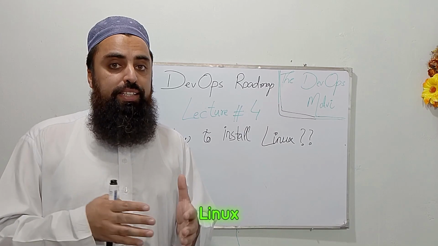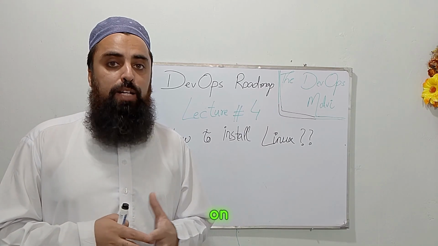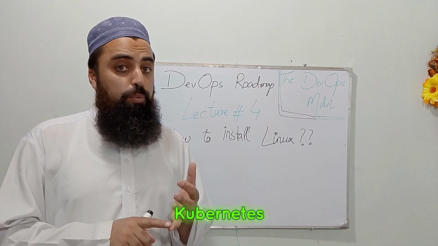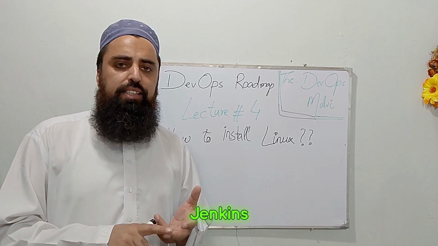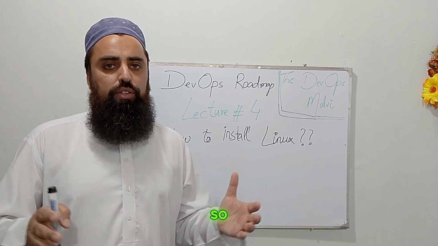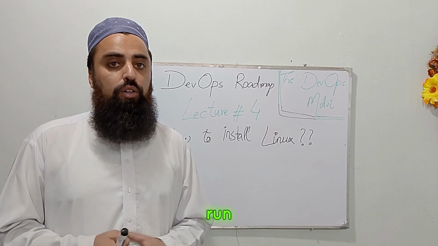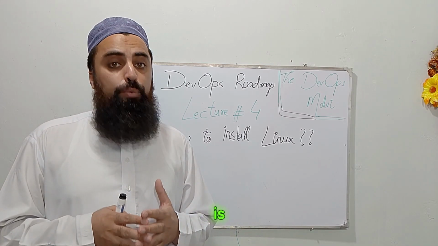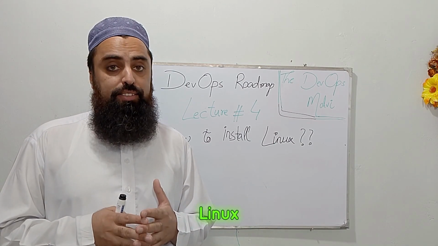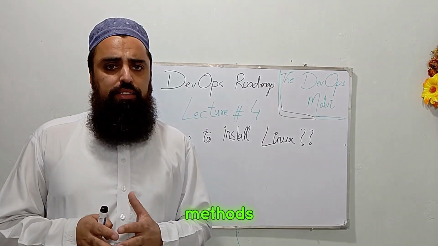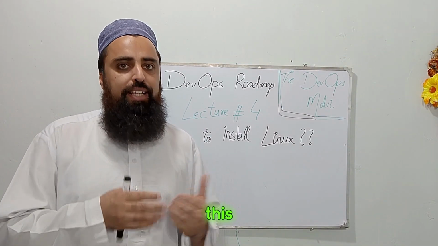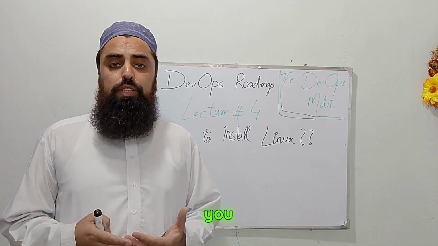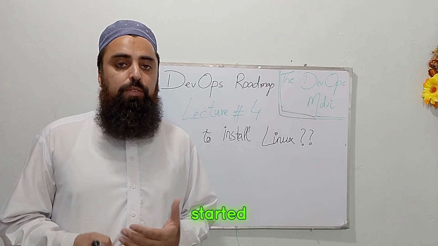If you know Linux, you can get your hands on DevOps tools quickly because Kubernetes runs on Linux, Docker runs on Linux, Jenkins, CI/CD, and so on. There are many tools that run on Linux, and that's why it is really important to know Linux. So guys, there are different methods to get started with Linux, and I will share all of them in this lecture. So whatever makes you easy, you can get started with it.